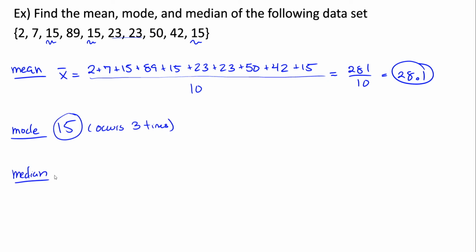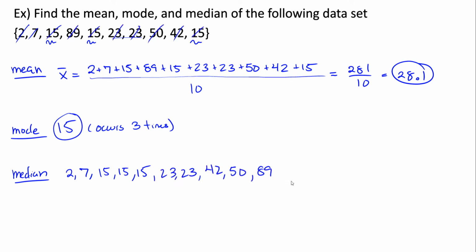And next we want to find the median, so we're going to have to rearrange these from smallest to largest. So we have 2, 7, now that we've arranged everything from smallest to largest, we'll look for our middle terms. So if we count in 1, 2, 3, 4, 5, and this way 1, 2, 3, 4, 5, our 2 middle terms are 15 and 23. So 15 plus 23 divided by 2 gives us 38 over 2, or 19.